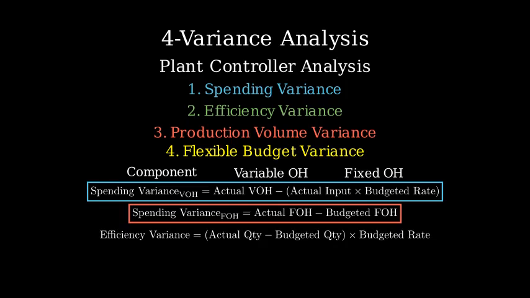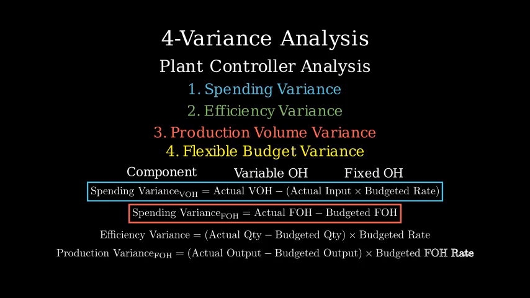For variable overhead, it's calculated as the difference between actual and budgeted input quantities, multiplied by the budgeted rate. Production volume variance only applies to fixed overhead. It's calculated as the difference between actual and budgeted output, multiplied by the budgeted fixed overhead rate.